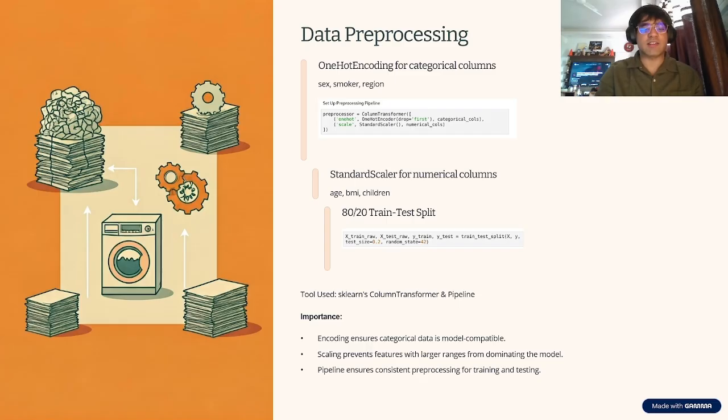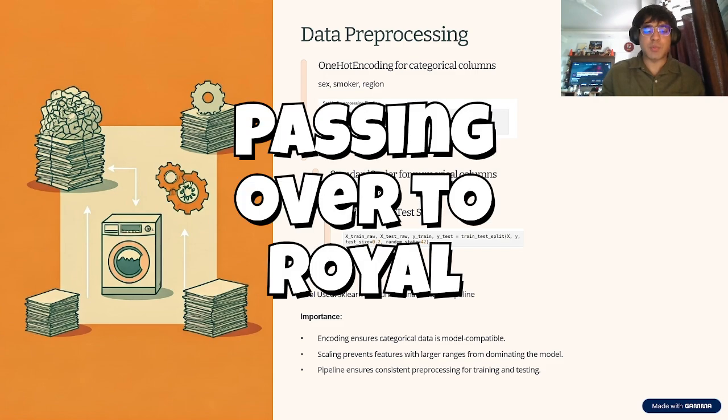Pre-processing was critical to our success. We used a ColumnTransformer pipeline to apply one-hot encoding to categorical columns, sex, smoker, and region, and standard scaler to numeric columns like age, BMI, and children. This streamlined approach ensured our data was properly formatted for Ridge and Lasso regression. With clean data, we moved on to building our models.